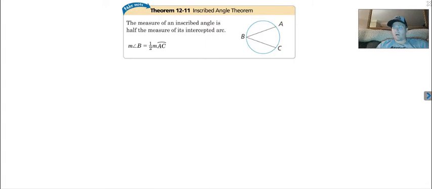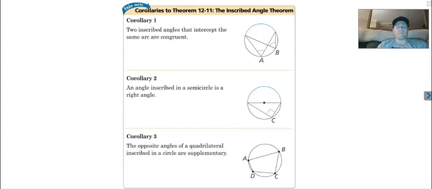We have a couple corollaries that we have right here. Again, using that same theorem, there's a couple things that we know. The first one is two inscribed angles that intercept the same arc are congruent. So again, if these two angles have the same arc, well, it means that the inscribed angles have to be the same measurement. That would make sense. The next one says an angle inscribed in a semicircle is a right angle.